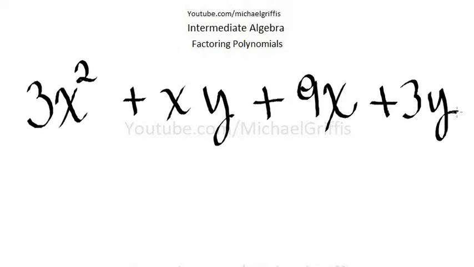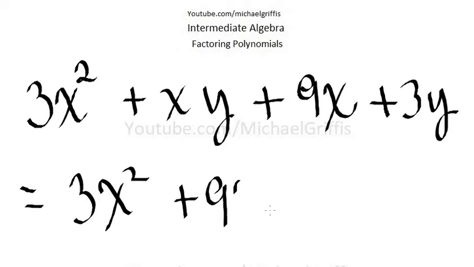So like I said earlier, they're going to kind of become a puzzle. I'm going to rearrange some terms here. 3x squared, I'm going to take this 9x and bring it over here. We're just exchanging places with the 9x and the xy.